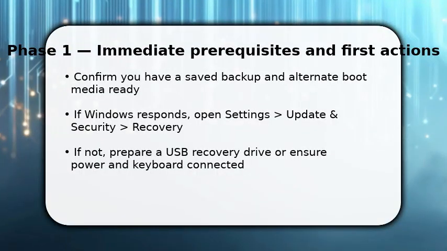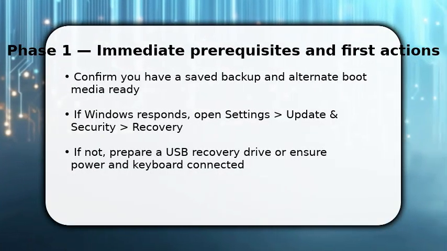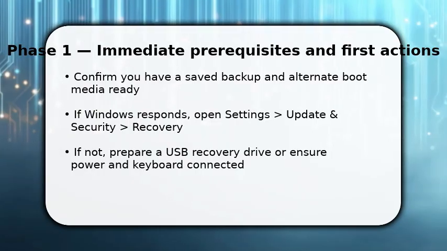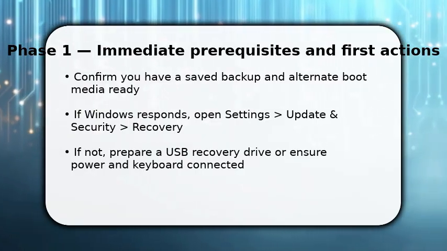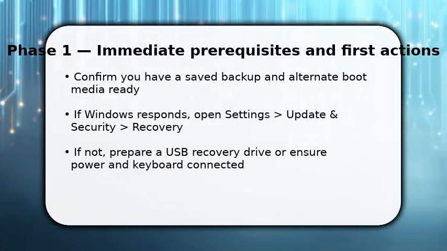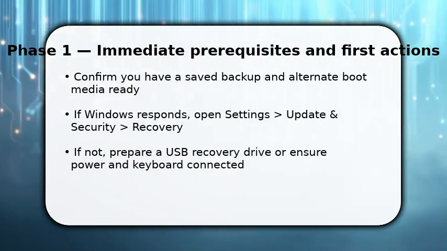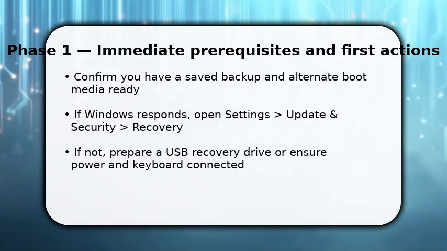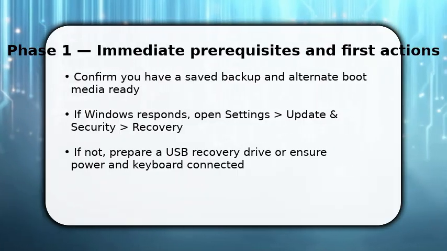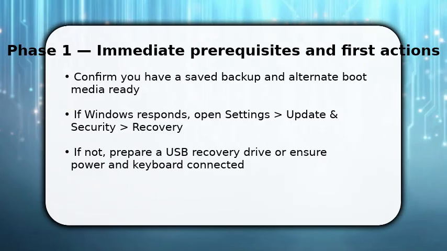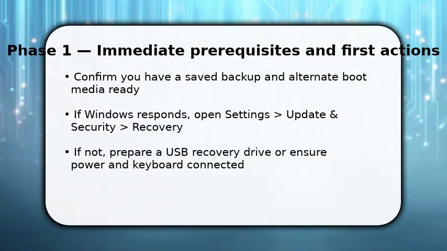We'll start straight away. If Windows still boots, go to Settings, choose Update and Security, then Recovery to access Advanced Startup. If it won't boot, insert a Windows Recovery USB or enable your PC's recovery partition via the manufacturer key. Make sure power and keyboard are connected. Many systems need a physical USB keyboard during early boot.